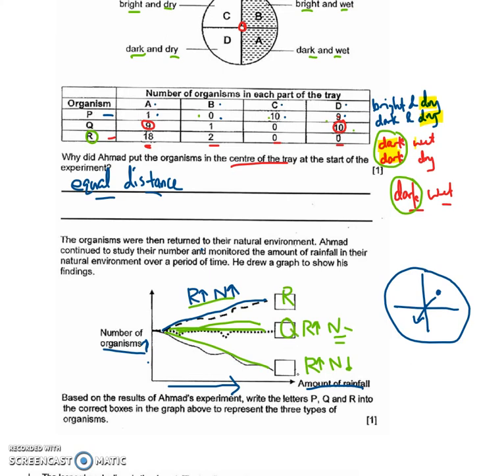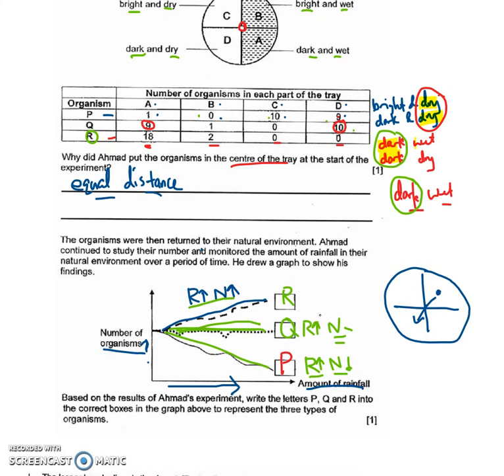And the last one has a negative preference for rainfall, which means it does not like rainfall, because the more rainfall, the lower the number goes. And therefore, we are looking for this organism because it prefers dry places. So it is organism P. All right. So that's the answer.